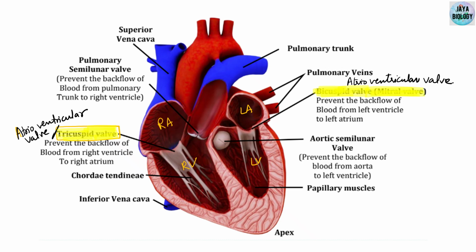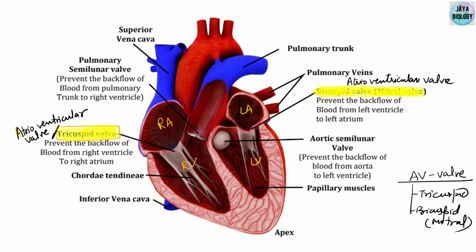So first of all, you should learn this simply. There are two types of AV valve. One is tricuspid, another is bicuspid. So the name tells you how many cusps they have. Clear? Bicuspid is also known as the mitral valve. To remember, you can use the 32 formula: the first 3 will come and then 2. So here you can write 3 and here you can write 2, 32. Clear? So I think the AV valve concept is easy for you.